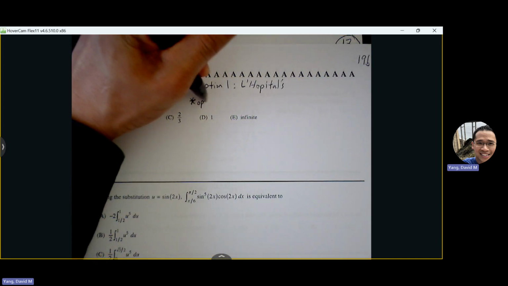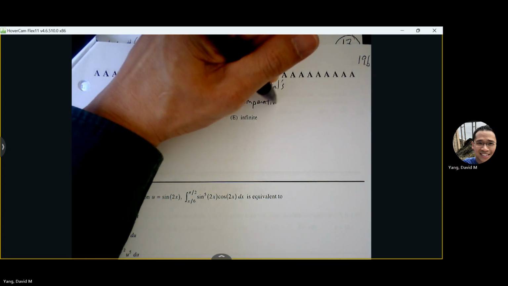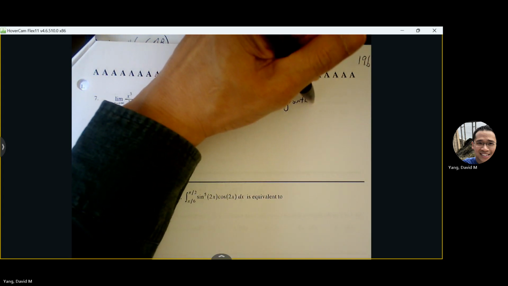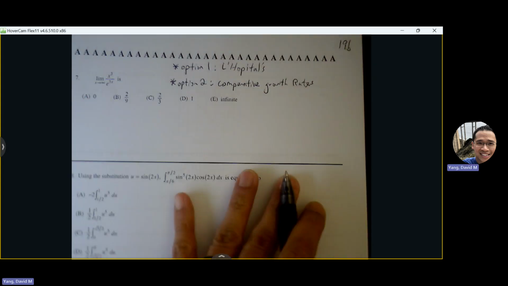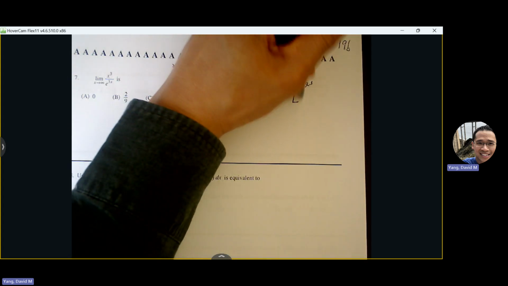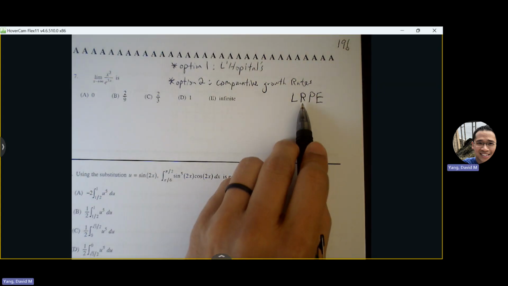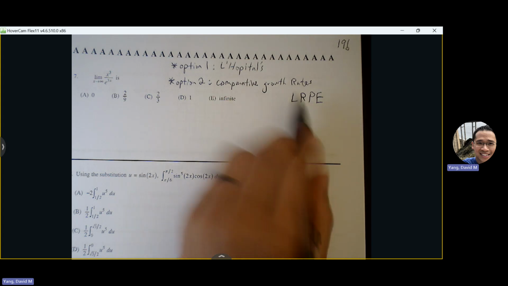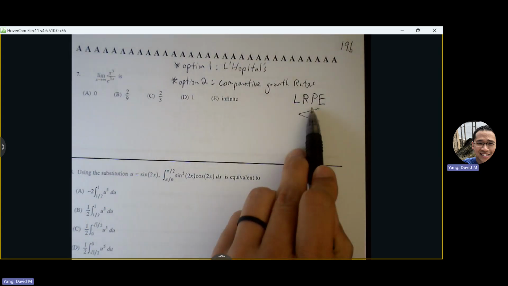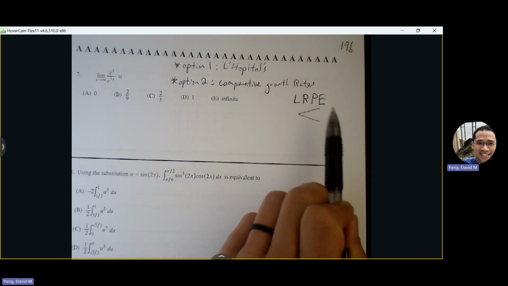Another option that we have is using comparative growth rates. Comparative growth rates is where if your numerator and denominator are under different families of functions, different families of functions grow at predictable rates. So LRPE: logs grow the slowest, followed by radicals, followed by polynomials, followed by exponentials. So if I have one over the other, it's either going to be 0 or it's going to be infinity.